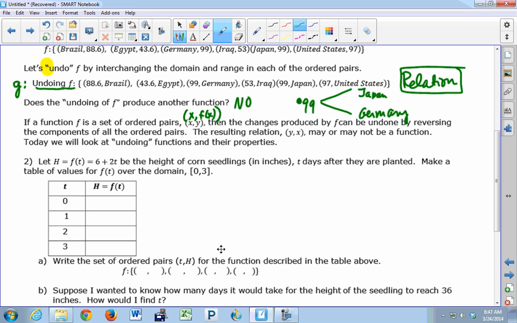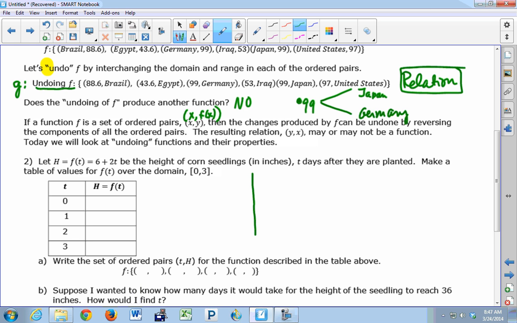So here's a function. Let f of t, we're going to also call it h, be this function right here, 6 plus 2t. What kind of function is that? 6 plus 2t equals h or f of t. What kind of function? What name would we give that function? Linear, right. So this says this is a linear function.